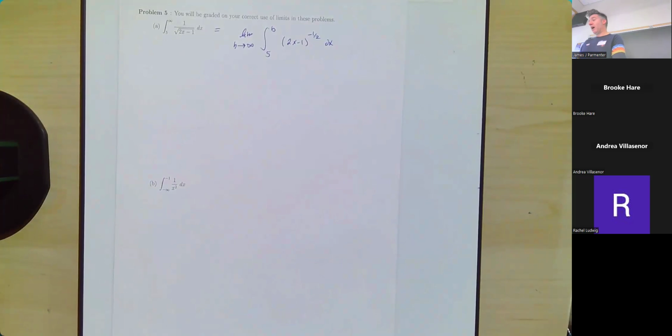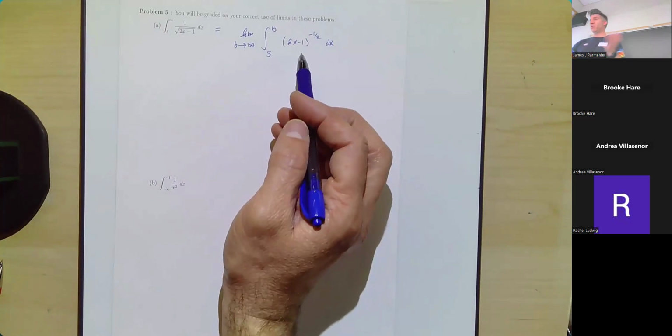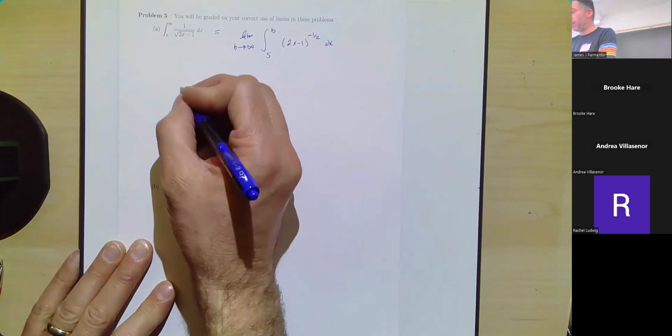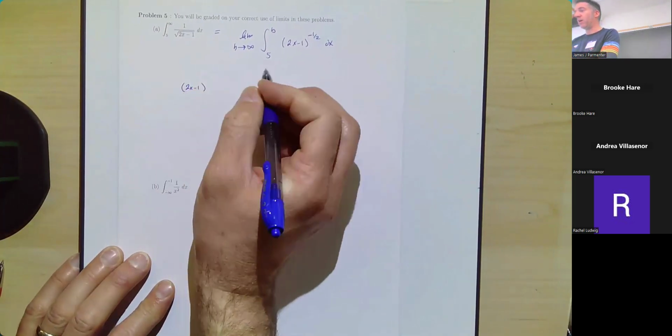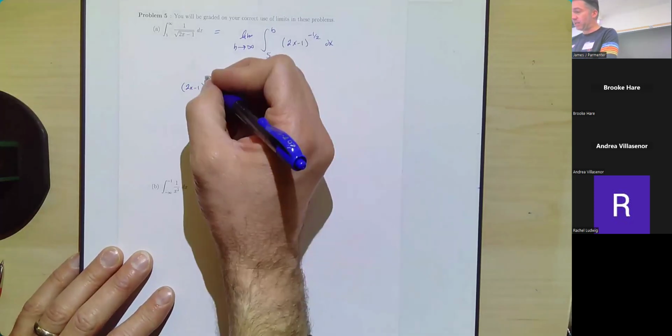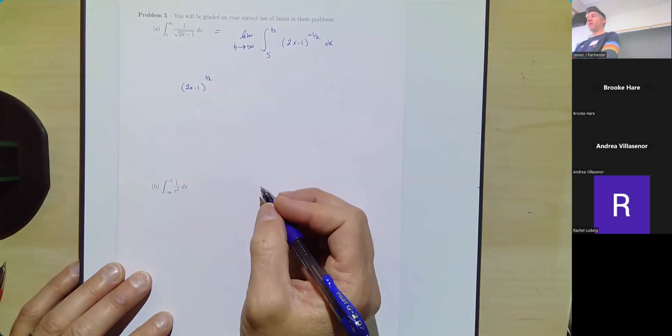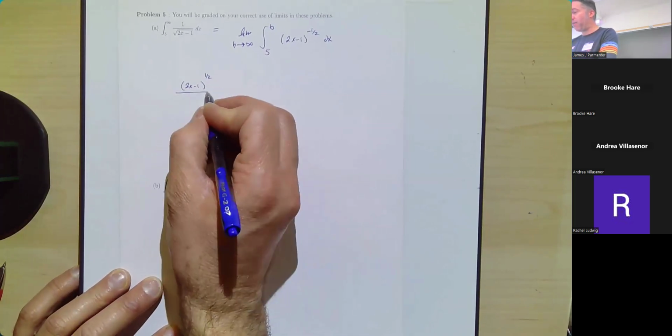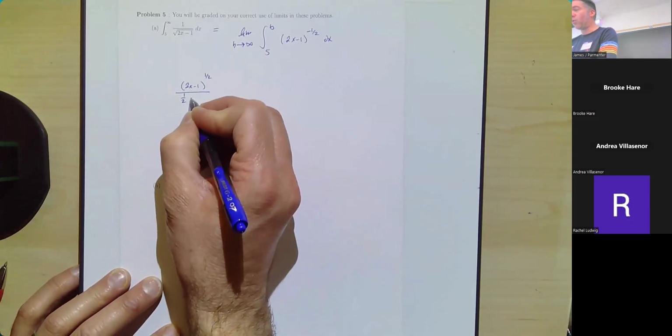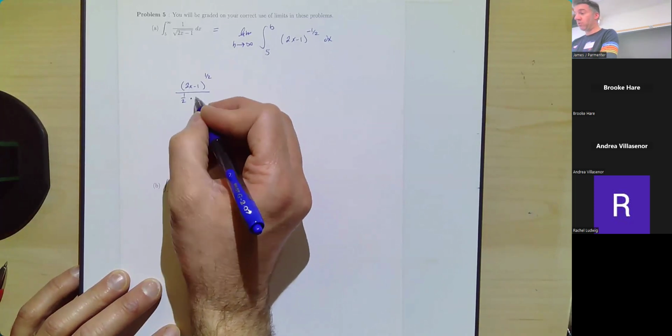Now, personally, I think you can all do this integral without doing a u sub. Just like we did the last one without doing a u sub. This one's slightly more complicated because instead of having x minus 1, I have 2x minus 1. I'm still going to use the reverse power rule though. I'm going to get 2x minus 1 to the -1/2 plus 1, which is +1/2. And then I'm going to divide by 1/2. But I'm also going to divide by 2.